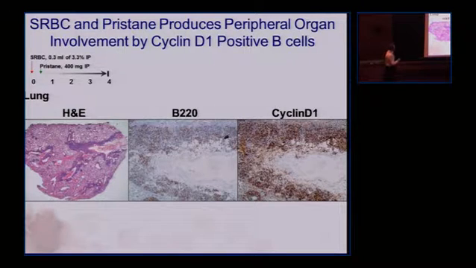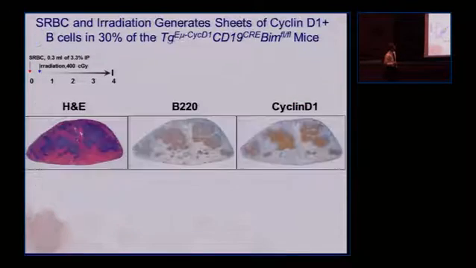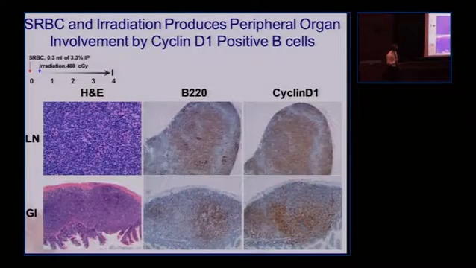And we went further to try to show that it's not selective just to this treatment regimen, and so we treated with sheep red blood cells followed by irradiation a week later. And again, we saw in about 30% of the mice this expanded CD5 positive population of B cells, negative for CD23, with a small cell morphology that again occupied sheets of the white pulp of the spleen, B cell positive, cyclin D1 positive. Again, it involved peripheral organs, shown here in the lymph node and within the GI tract.